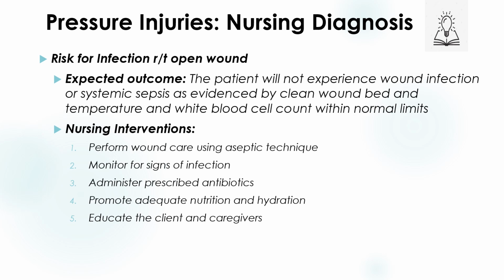And here's our next one. This is risk for infection related to open wound. The expected outcome for this would be that the patient will not experience wound infection or systemic sepsis, as evidenced by a clean wound bed. You want to look at the wound; it should be clean, and temperature and white blood count are within normal limits.